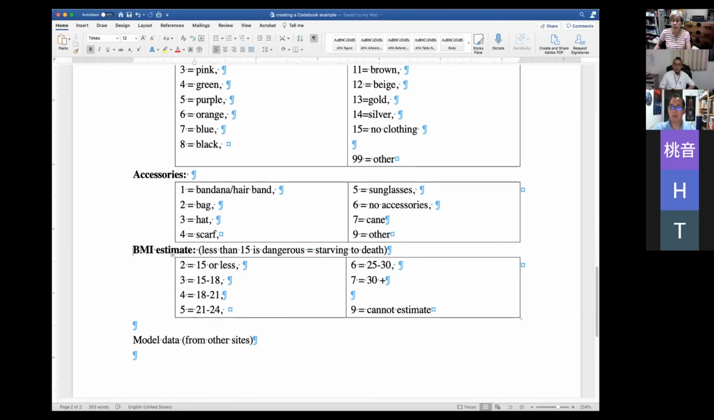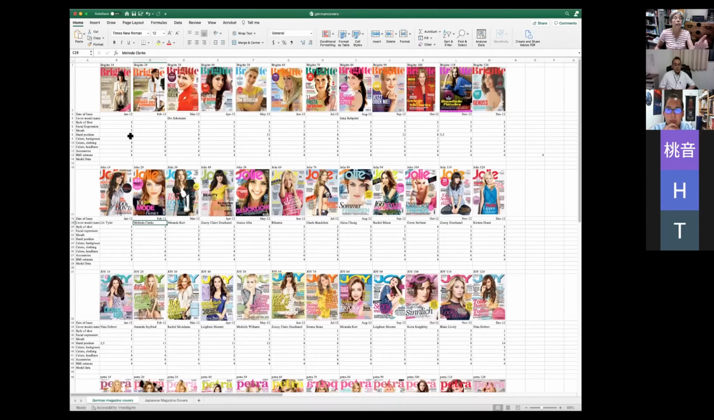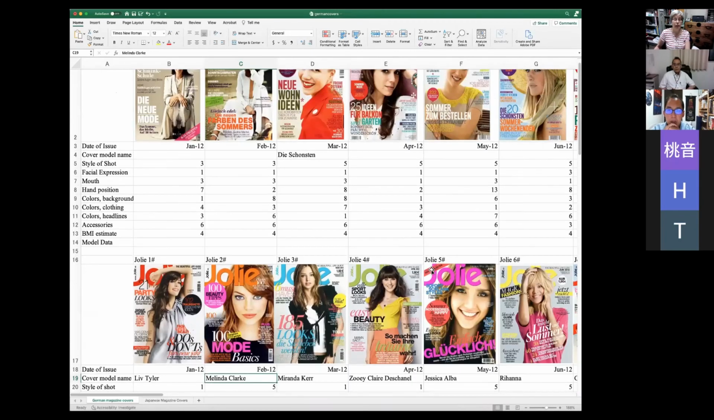I'm going to stop share there, go and get her Excel spreadsheet now. And this is what she did for her coding. So you can see all of the magazine covers. So all of the Brigitte, all of the Jolie, all of the Joy. She coded all of them. She had her codes. She wrote the model names, and I'm going to make that bigger and a little bit easier for you to read.